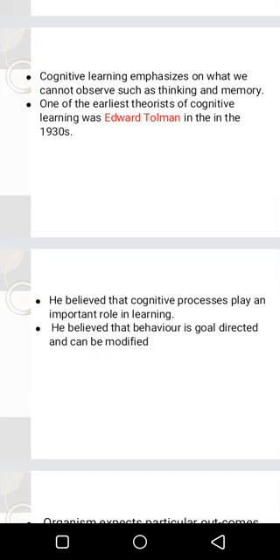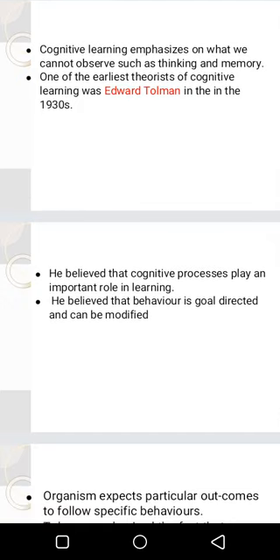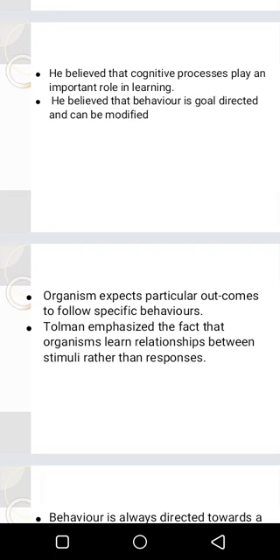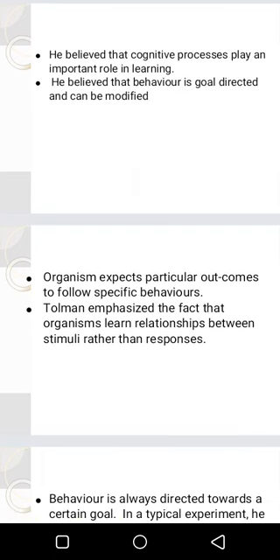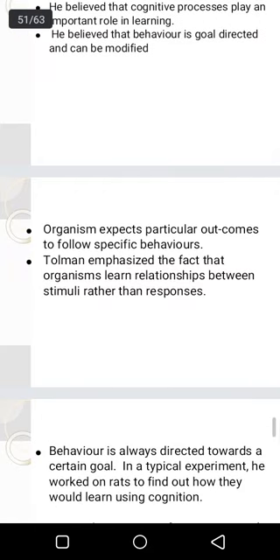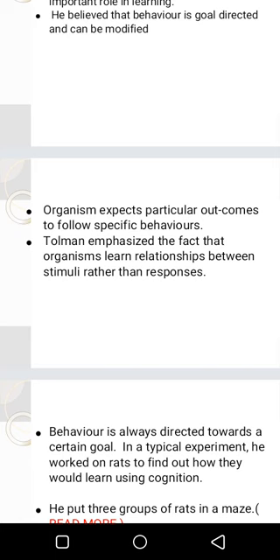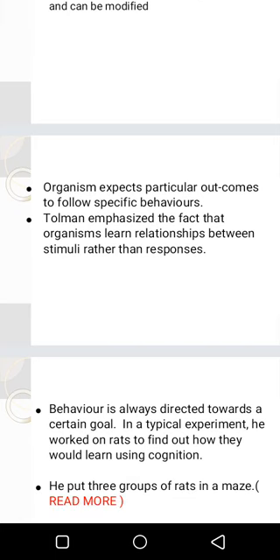Apart from that, he also believed that the use of cognitive processes plays an important role in learning. Yes, so he also said this type of theory plays an important role in learning. Are we together? Yes. So that's it. The organism expects particular outcomes to follow specific behaviors. Tolman emphasized the fact that organisms learn relationships between stimuli rather than responses.